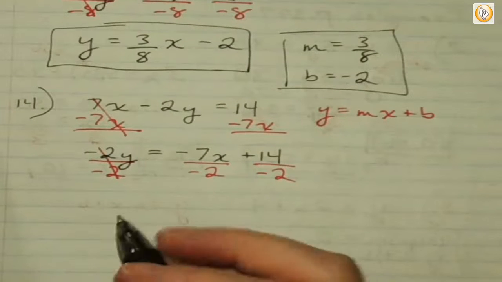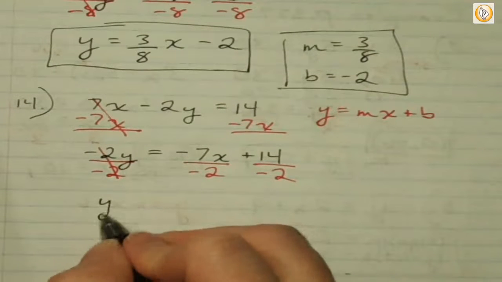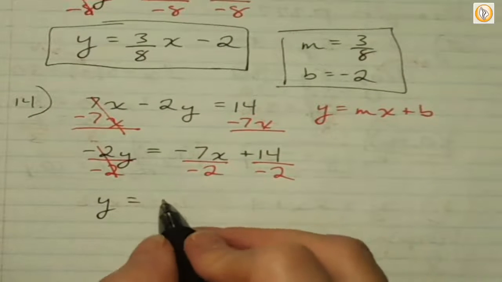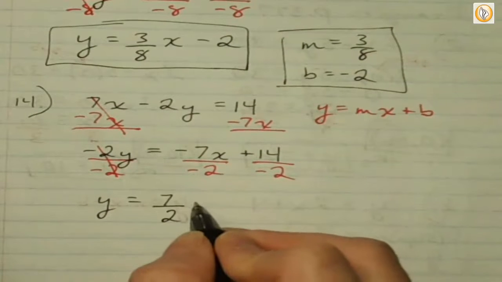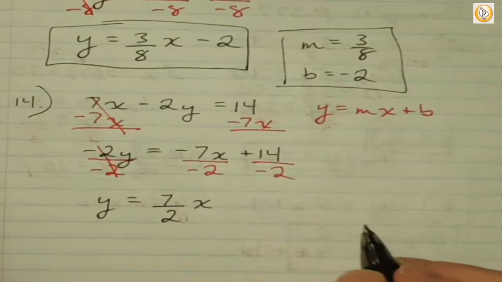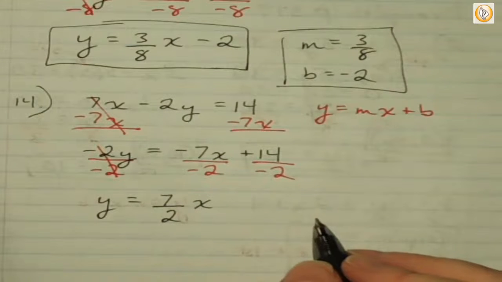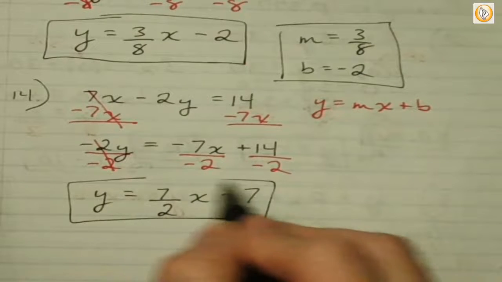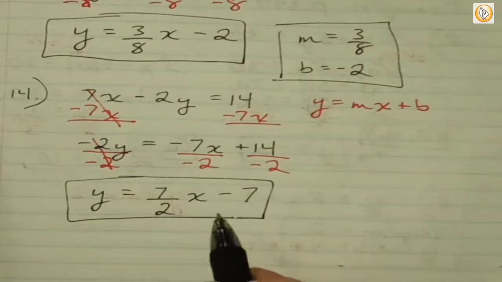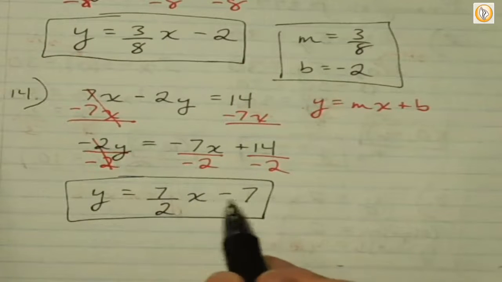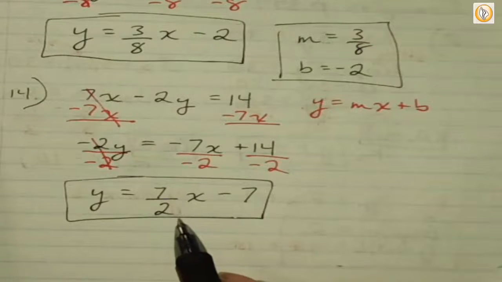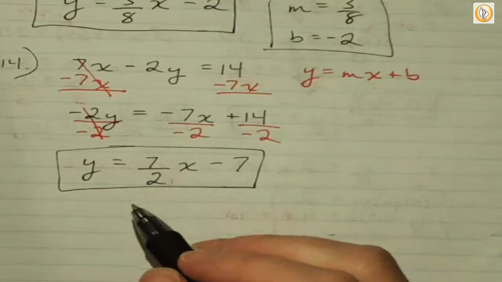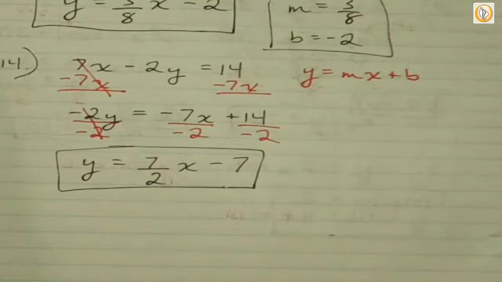Joseph, how are you doing over there? Good. All right. So it's y equals, and then negative over a negative is a positive. So 7/2 x plus -7. Okay, so that is in correct format. Y equals mx plus b format. Okay, no, it's in the correct format.